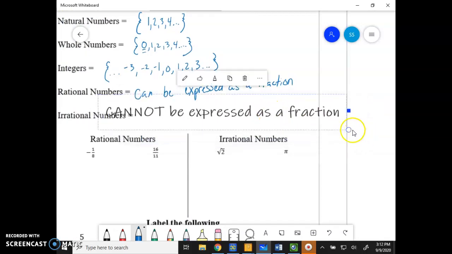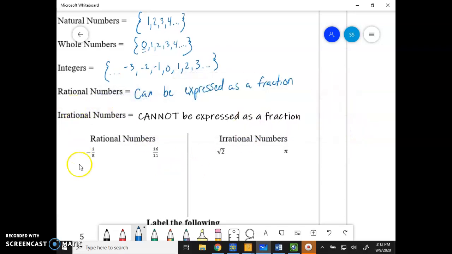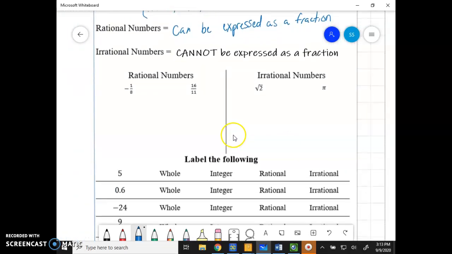Alright, so I'm going to go ahead and just get this a little bit smaller. There we go. So, rational numbers can be expressed as fractions. Irrational numbers cannot be expressed as fractions. So if you have a fraction, no matter how weird it looks, it is a rational number. If you cannot write it as a fraction, it is irrational. Kind of like this square root of 2. That's not a fraction, right? So that would be irrational. Alright, so we're going to get a couple more ways to determine if it's irrational or rational.